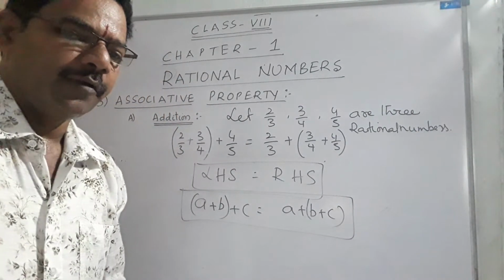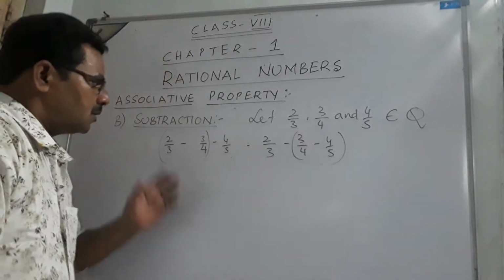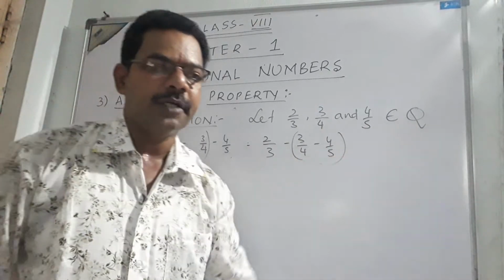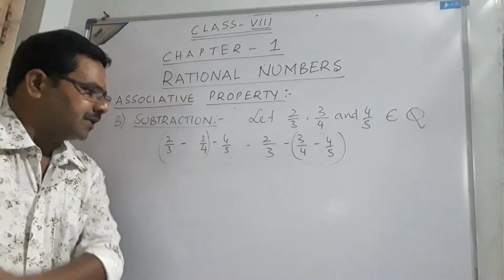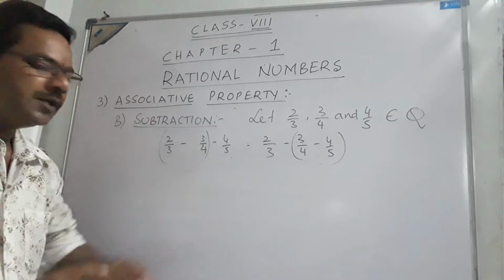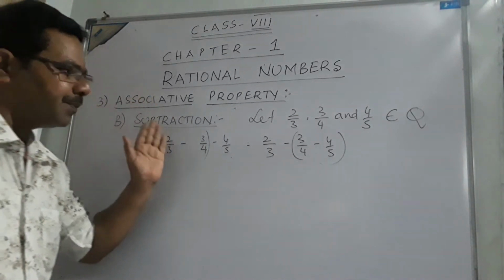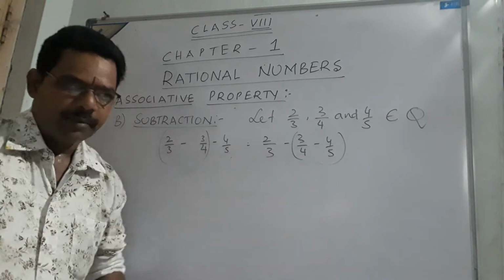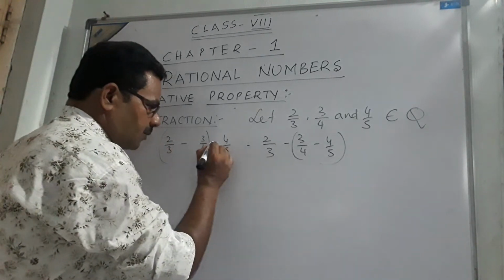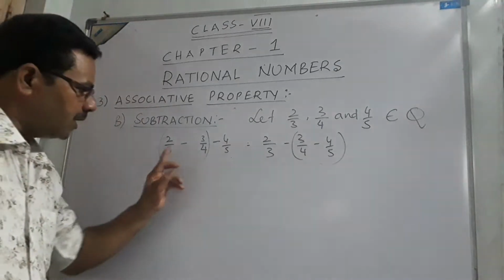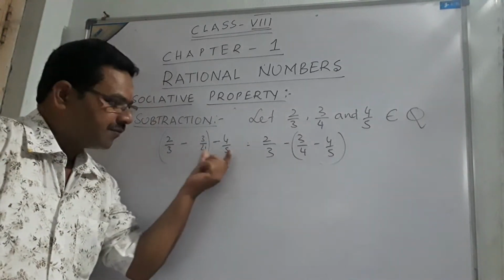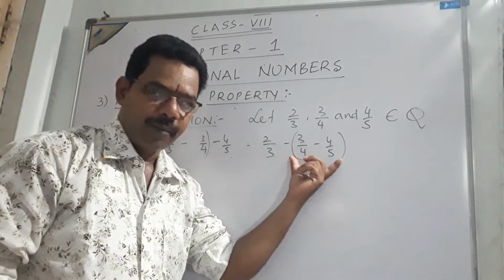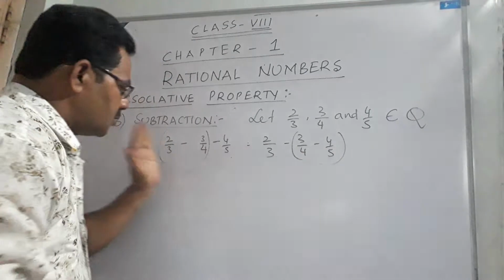Okay. Next we shall move to subtraction. So in the subtraction, I have taken 2 by 3, 3 by 4 and 4 by 5 belonging to the set of rational numbers. From this, we have to check whether the associative property is followed under subtraction or not. So subtraction, it is nothing but minus, we know. So 2 by 3 minus 3 by 4 is the first set and after that we have taken 4 by 5. Here 2 by 3 is separated, and 3 by 4 and 4 by 5 are subtracted. So now we have to do this one.